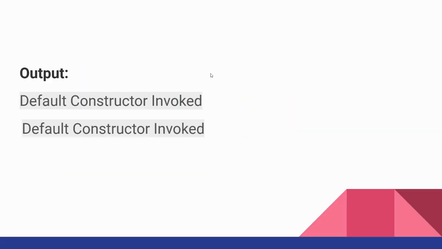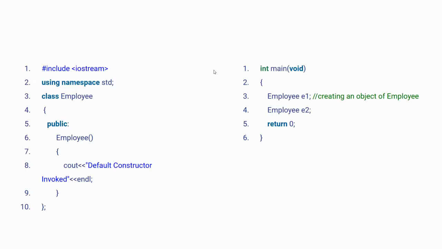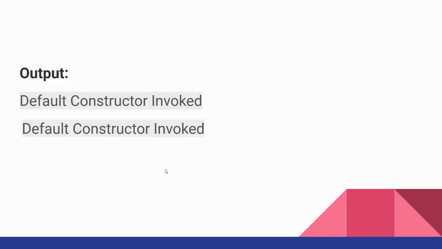Then you will get "default constructor invoked". Here we wrote the constructor name same as the class name and we are just creating the objects. Whenever we create the object, this constructor is invoked and you are getting the output as "default constructor invoked" for the Employee one object creation and "default constructor invoked" for the Employee two object creation.